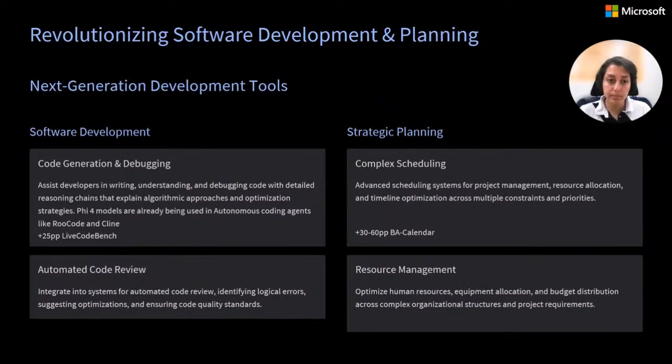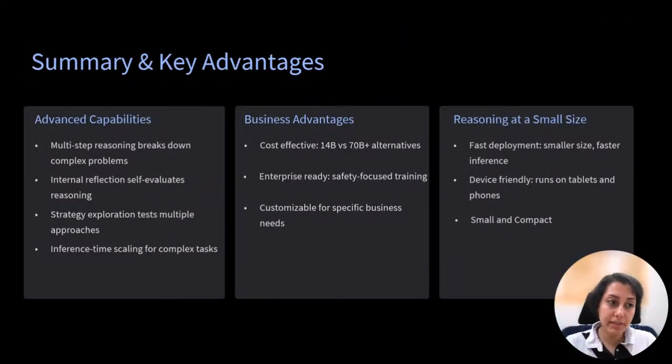And in terms of summary and key advantages, FIFO reasoning models are able to do multi-step problem solving and break down the problem into subproblems in order to solve it better. They have internal reflection and self-evaluation in order to double-check the process and their own solutions. They have strategic exploration built into them in order to test multiple approaches before solving the problem. And they also support inference time scaling and generate longer responses as needed in order to tackle the task at hand. And they also have some business advantages, like the fact that they're cost effective and they outperform variants that are 50 billion parameters, 5 times larger and above.